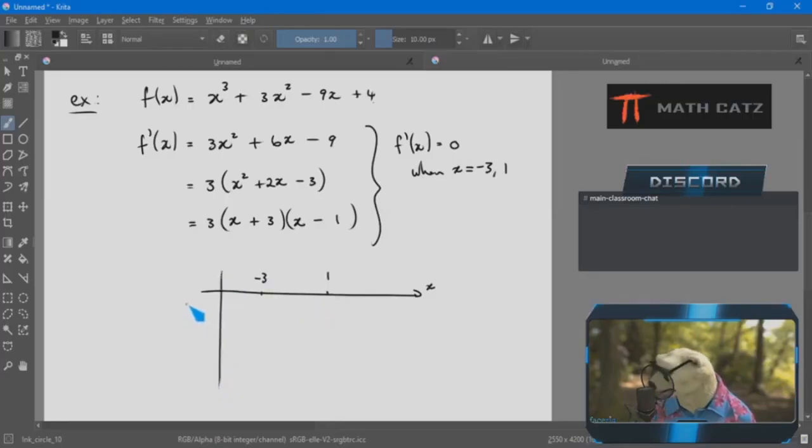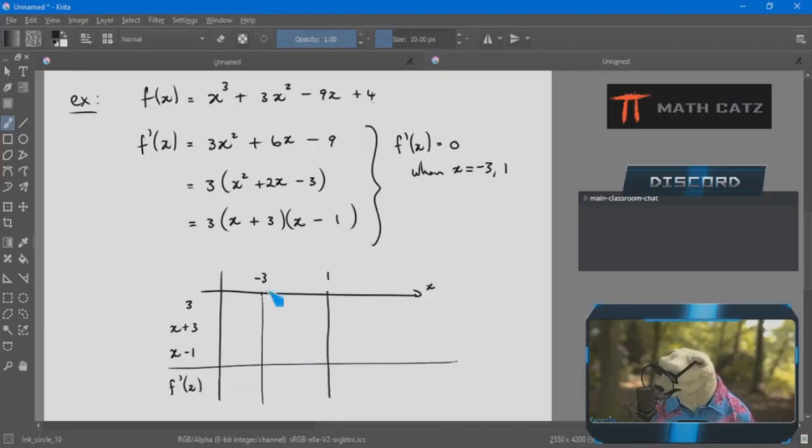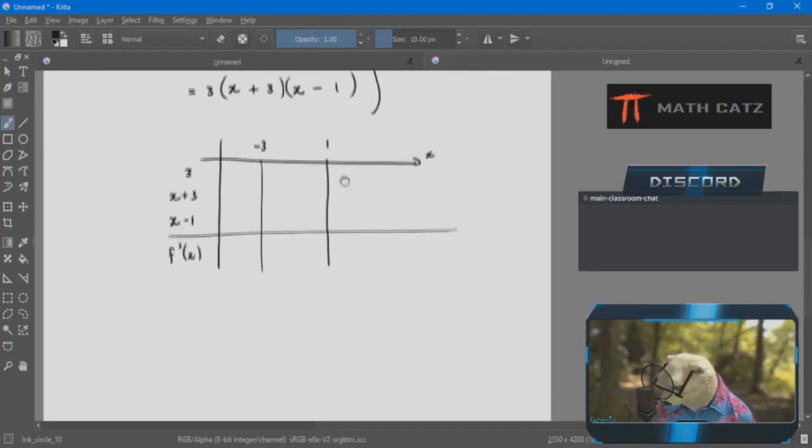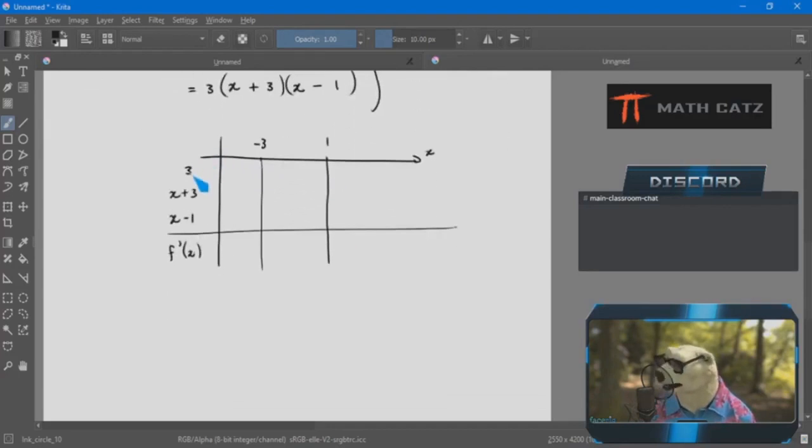Then on the left, I'm going to list every factor that I see in my derivative, whether they're crucial or not. Get into the habit of listing everything. Now these numbers, -3 and 1, split up my x values into 3 separate intervals. The 3 is always going to be positive, so it doesn't really do much, but it is contributing something. I don't want to leave it out.